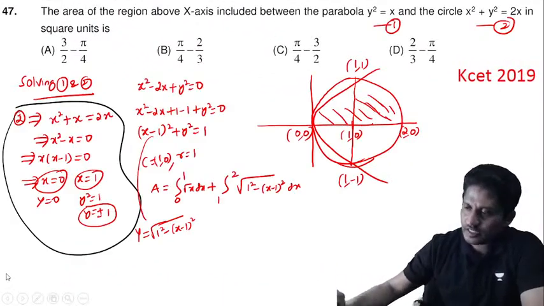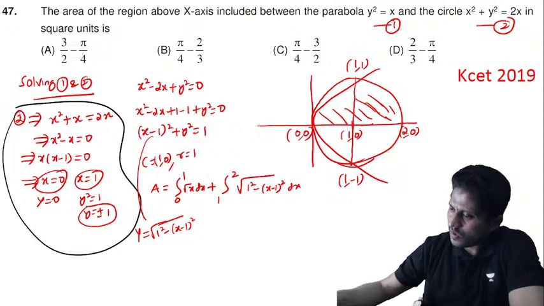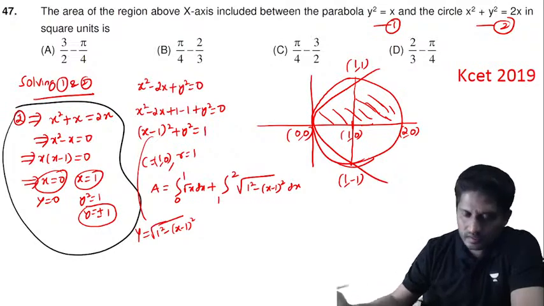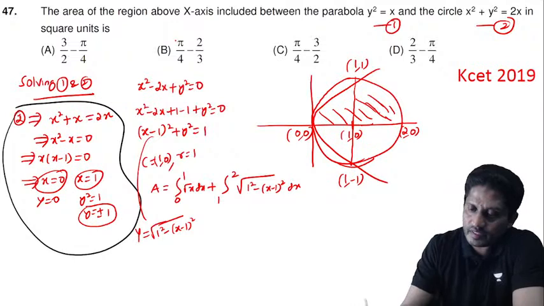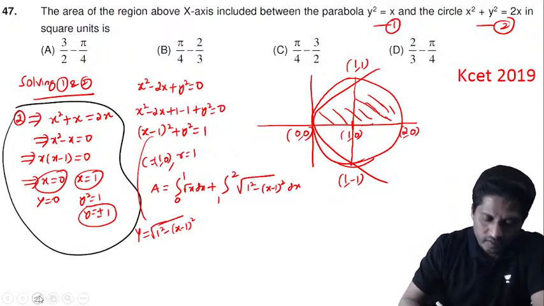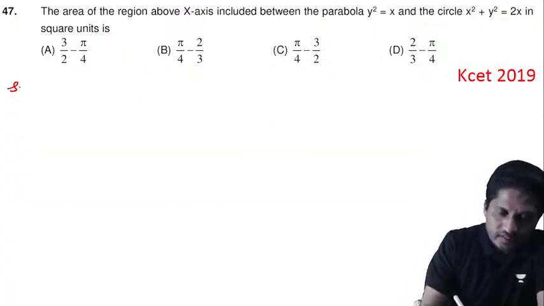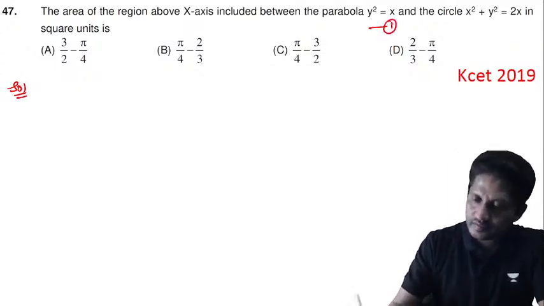Okay, just a sec, I'll just check question number 47, right? Question number 47. So it will be area of the region above x-axis included between the parabola and the circle. Yeah, it should be included between the parabola and the circle, right? Right. Now listen, guys. This can be written as, you call equation 1, you call equation 2.